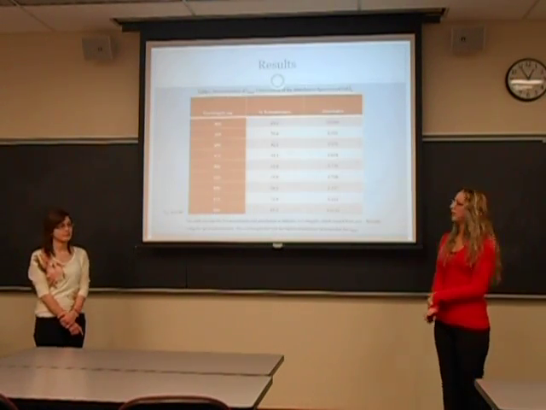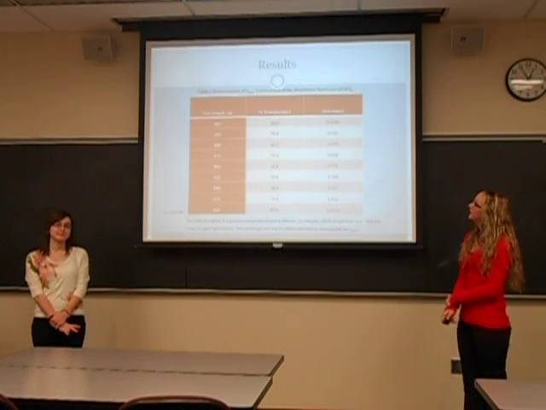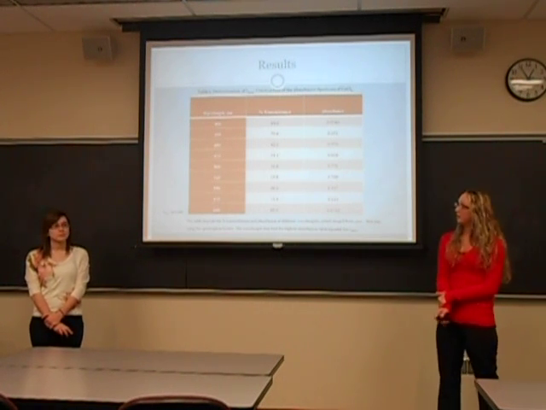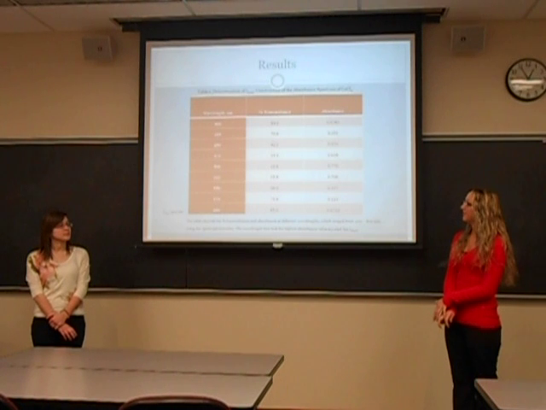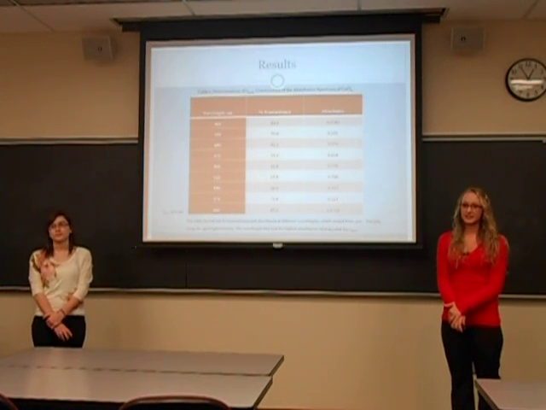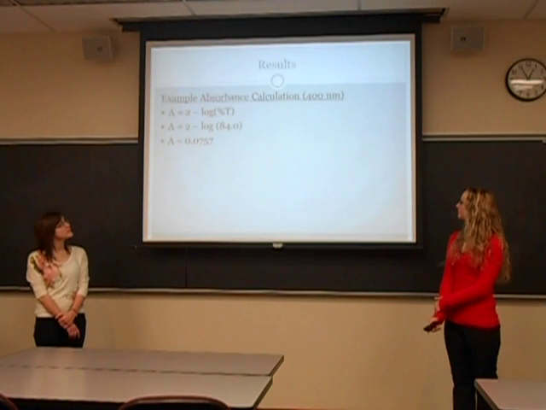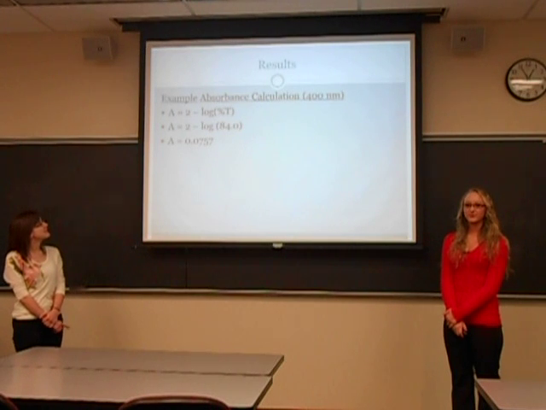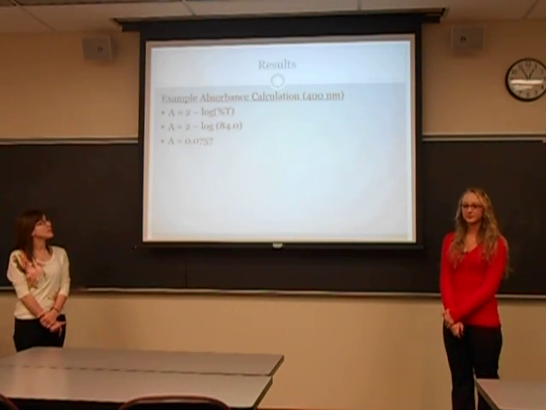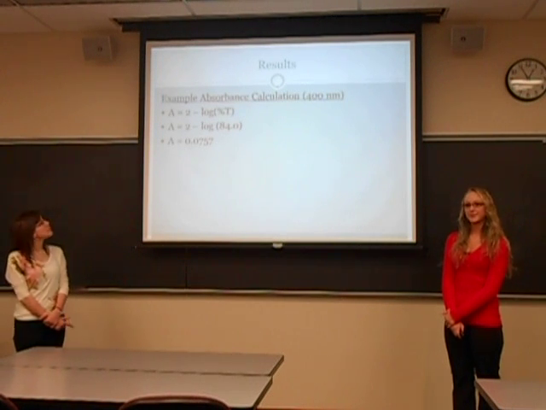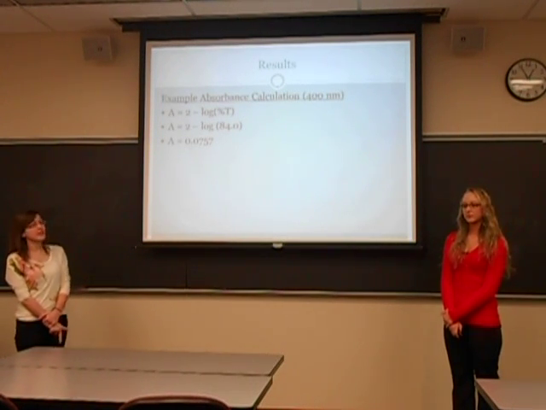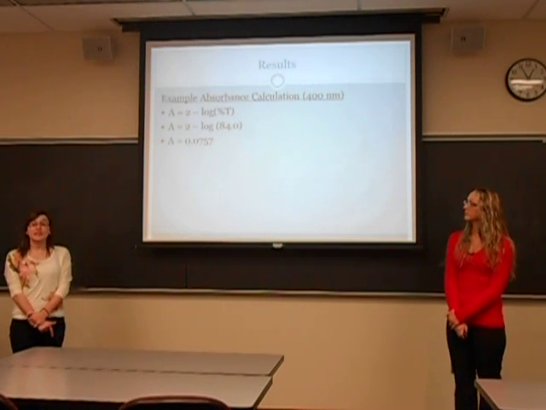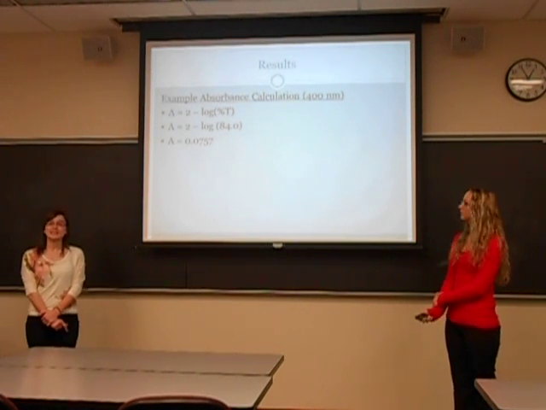This is our results, table 1, the determination of lambda max. We used the spectrophotometer at different wavelengths, and the one with the highest absorbance was at 500 nanometers with an absorbance of 0.776, and absorbance does not have any units. This is an example of the absorbance calculation at 400 nanometers, and the %T at this wavelength was 84.0. Plug and chug: 2 minus the log of 84.0, and then you get absorbance equals 0.0757, and absorbance has no units.